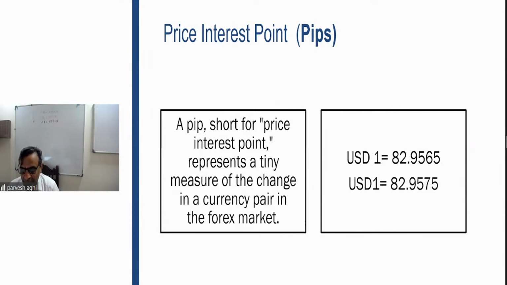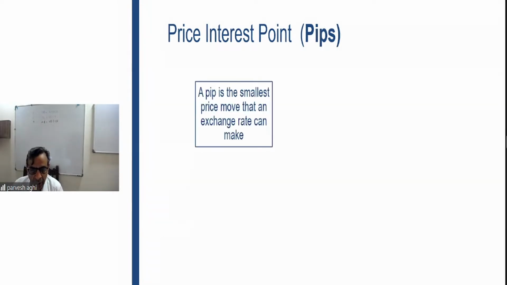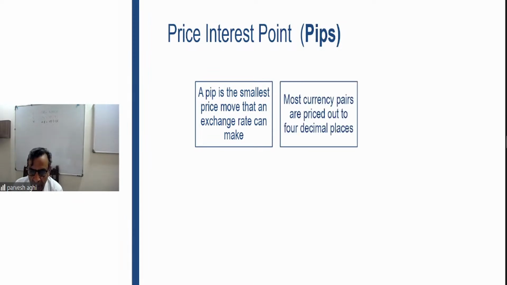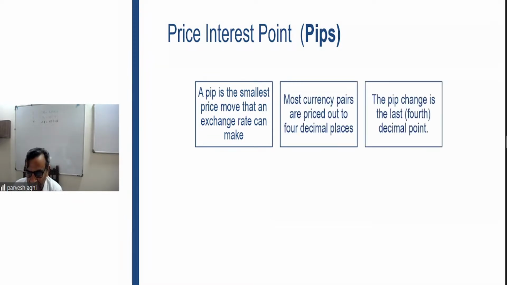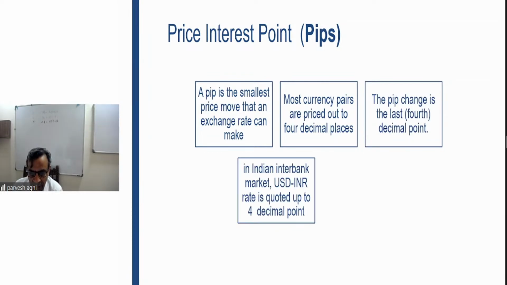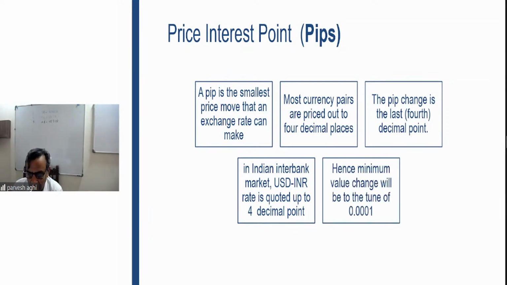It was just a minute back, the price was 82.9565. Now the price has gone to 82.9575. So the difference is how much? 0.0010. So the price has moved by 10 pips, what we say. Okay, so let's understand this more. A pip is the smallest price move that an exchange can make. Most currency pairs are priced out to 4 decimal places. The pip is the last decimal point. In the Indian interbank market, the USD INR rate is quoted at 4 decimal points. Hence, the minimum value change will be to the tune of 0.0001.